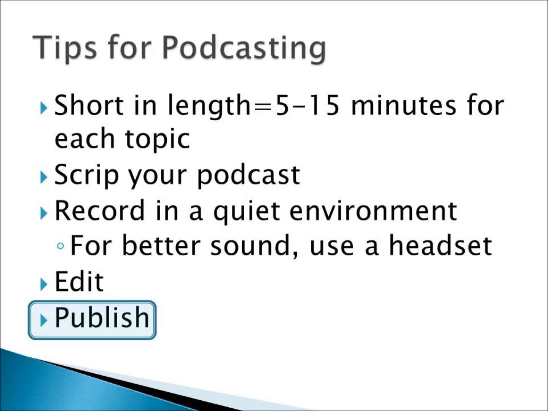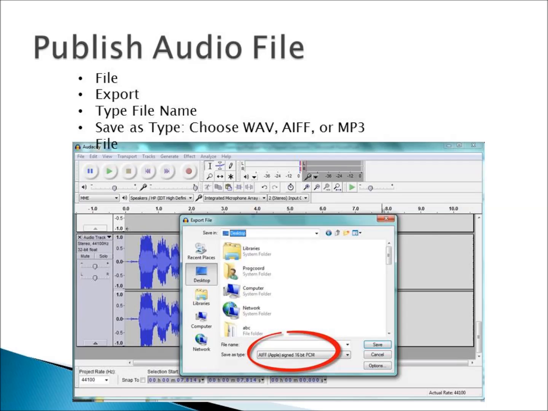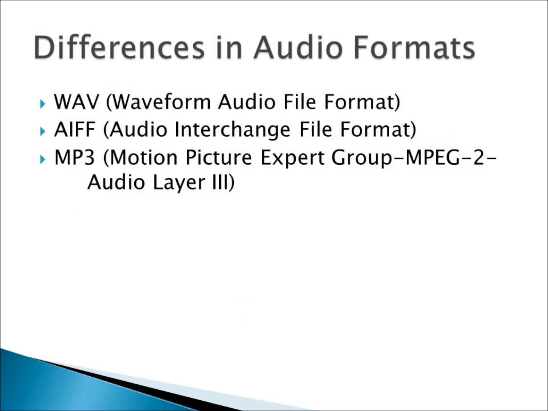Then you can go back later and work on that same file with the editing. When you are satisfied with your audio file, you're ready to publish it. In order to publish it, you'll go up to File, you'll click on Export, and then type the file name. You want to save the file as either a WAV file, an AIFF file, or an MP3 file. And you can see there's many to choose from, and we're going to talk about these 3 different files in length. These are the 3 formats that you can publish your file in.